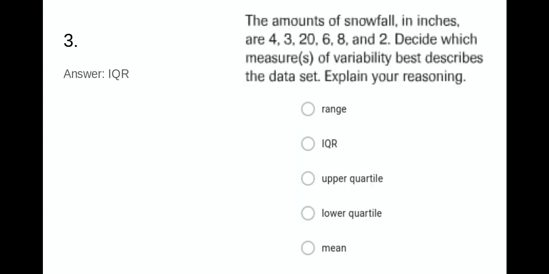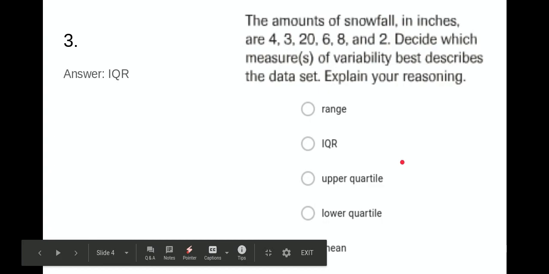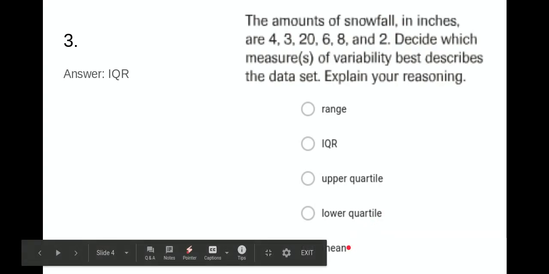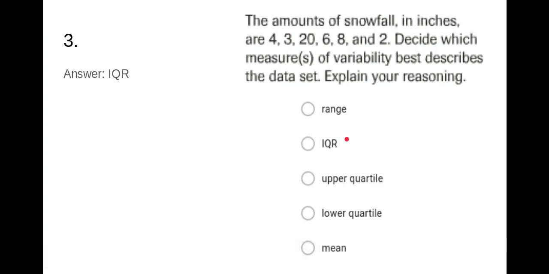Anyway, number 3, which measure of variability best describes the data set? This one, I gave you 5 possible answers, but really there's only 2 that are actually good ones to choose from. Your upper and lower quartile, you should just get rid of those. Those are not measures of variability. Your mean is a measure of center, so that doesn't make sense. So once again, measure of variability, we're just talking about range and IQR.